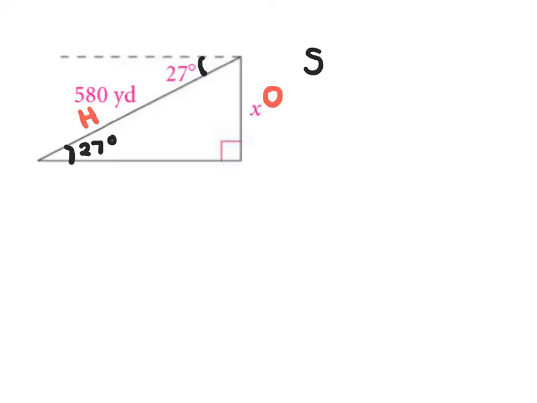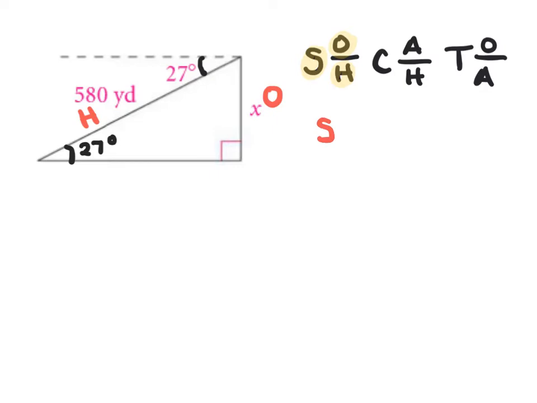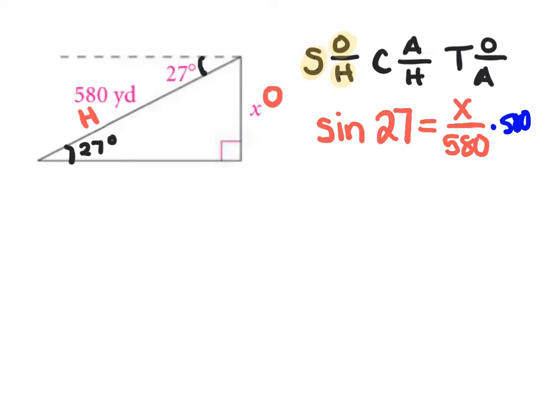Now using SOHCAHTOA, since I have the opposite and the hypotenuse, I would have to use sine. So I could write that sine of the angle of 27 equals opposite over hypotenuse, so x over 580. Now we just have to solve as we normally would. So you can multiply both sides by 580.